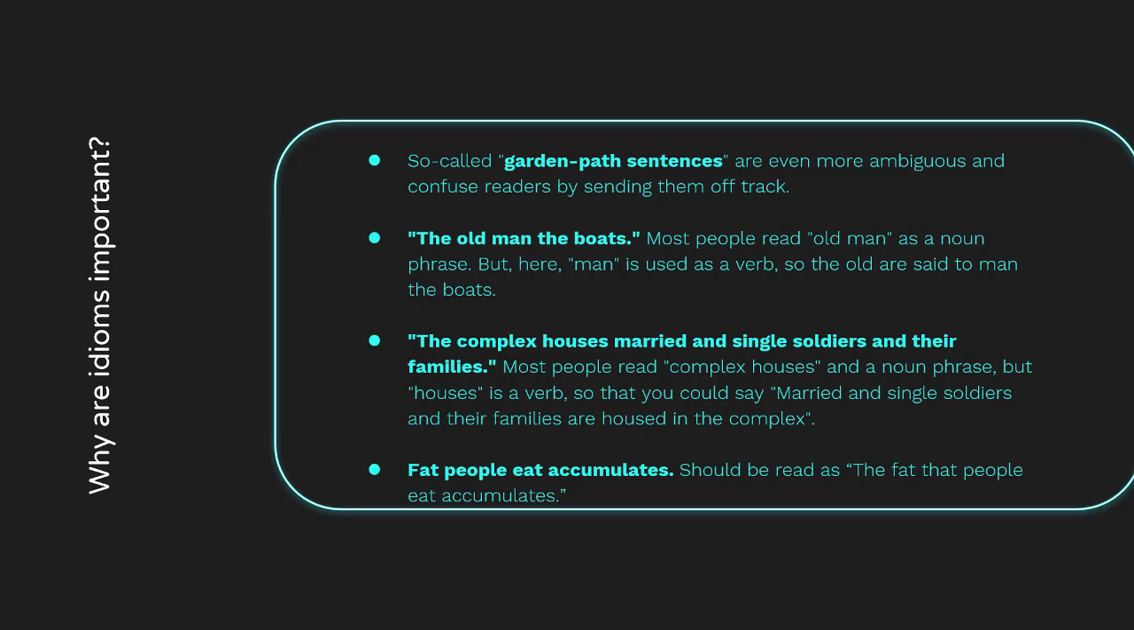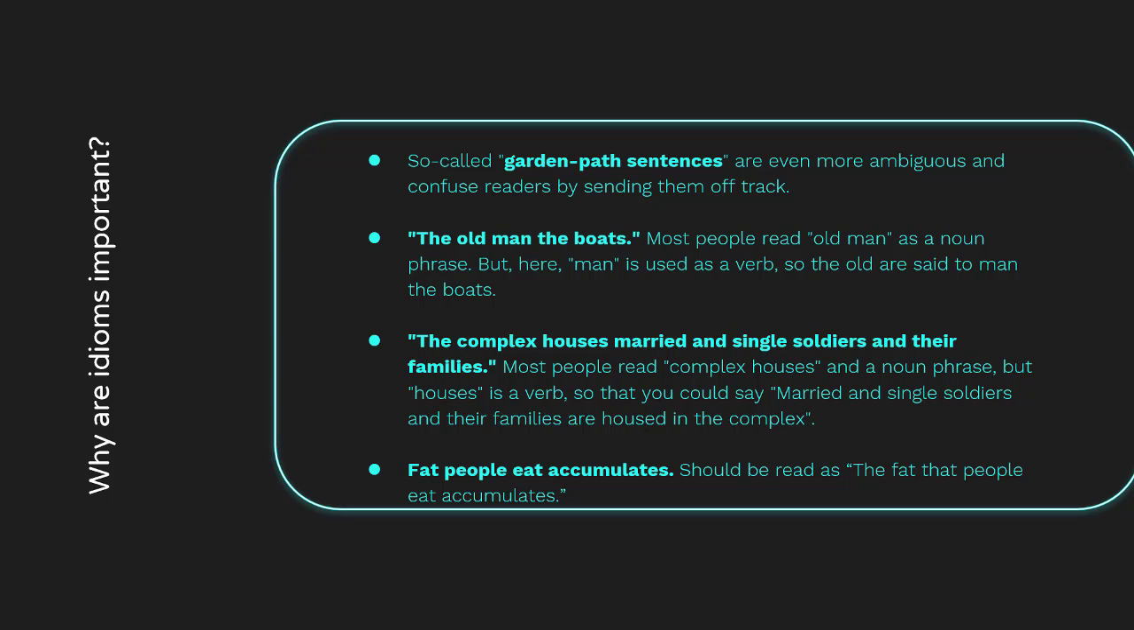The old man the boats. Now, most people, when they read that sentence, see old man as a noun phrase. So they've got a mental picture of an old man in their heads. But actually, the author of this sentence meant man to be a verb, to man the boats. So what he's saying is that the old are said to man the boats. Hopefully that makes sense.